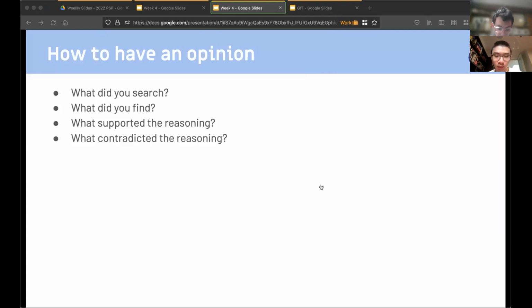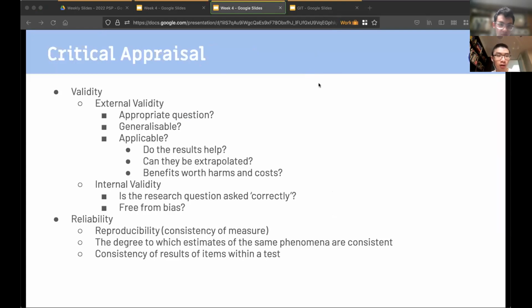What contradicted the reasoning? And the way you assess the article is look for its validity. Is it valid? Is it reliable? In terms of validity, you have external validity, which is, is the question appropriate? Is it generalizable? Is it applicable? Applicable as in, do the results help? Can they be extrapolated? Are the benefits worth the harms and costs?